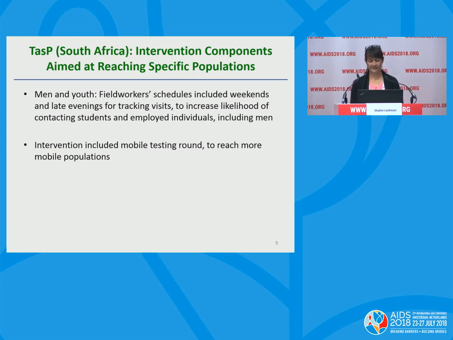I'll first start with the TASP trial. TASP field worker schedules included visits on weekends and in late evenings to increase the likelihood of contacting students and employed individuals, including particularly men. The TASP intervention also tried to reach more mobile populations through mobile testing.